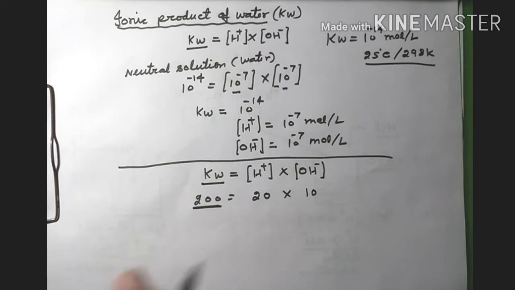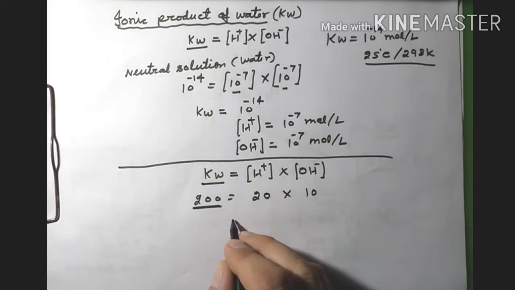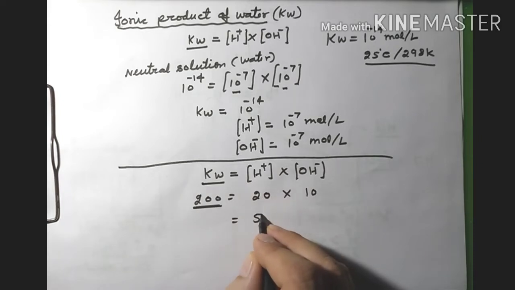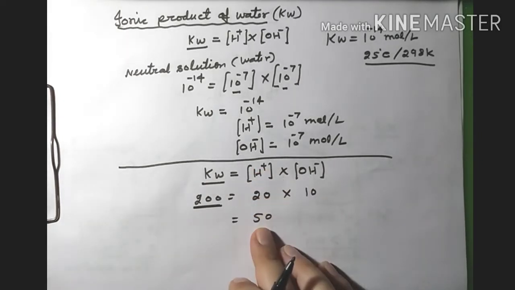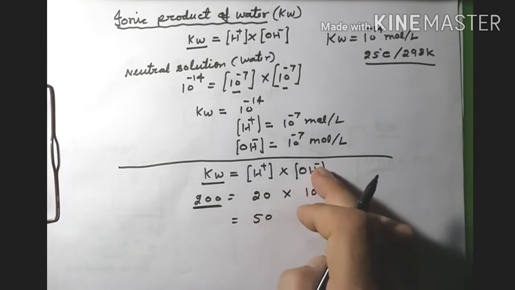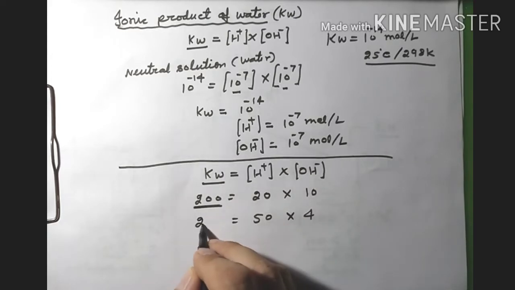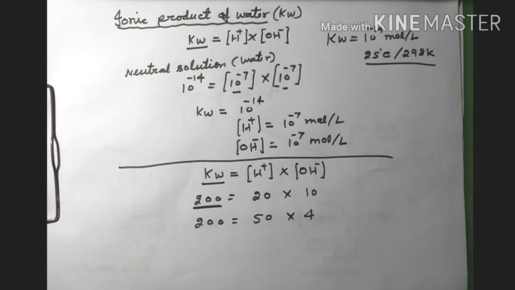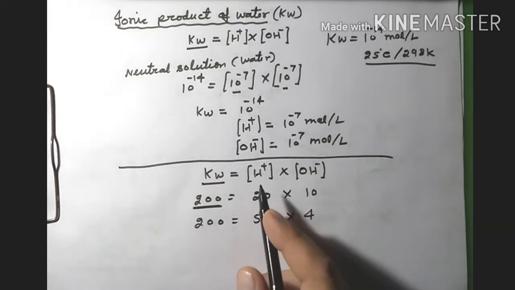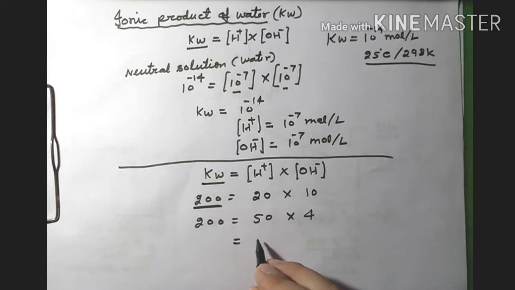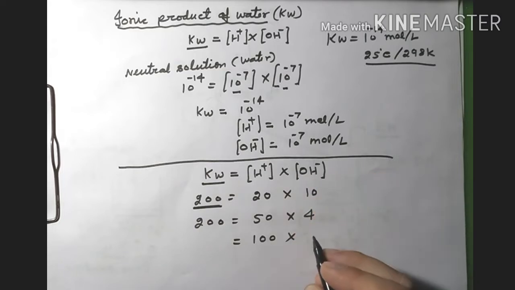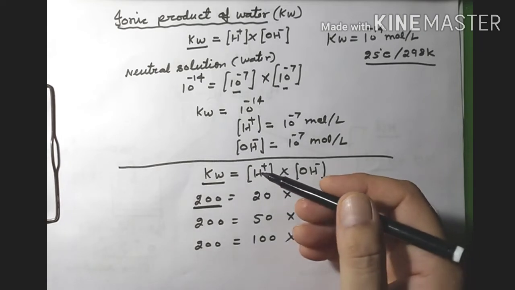Now in the same solution, if the concentration of H plus ion increases, for example, instead of 20 it becomes 50, definitely in the same solution the concentration of OH minus ion will decrease, and this will become 4, and the product will remain constant, that is 200. Now we go further. If in any solution the concentration of H plus ion becomes 100, then in the same solution the concentration of OH minus ion decreases and it is equal to 2, and then it can become 200.